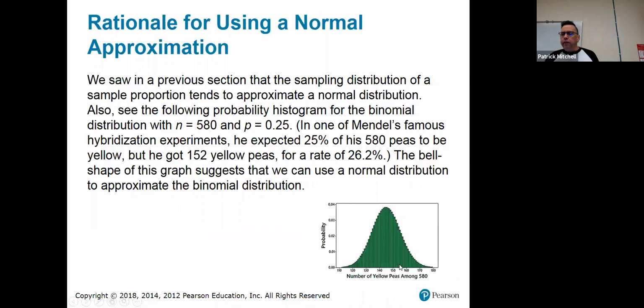Okay. So if you think about the histograms that I was showing you a few slides ago, this is what that binomial histogram would look like if n was 580 and p was 0.25. It looks very, very normal. Okay. So what we're going to be looking at in one of these examples later on is: is 152 yellow peas an unusually high number? Or is it not surprising that I would get that many? Okay.